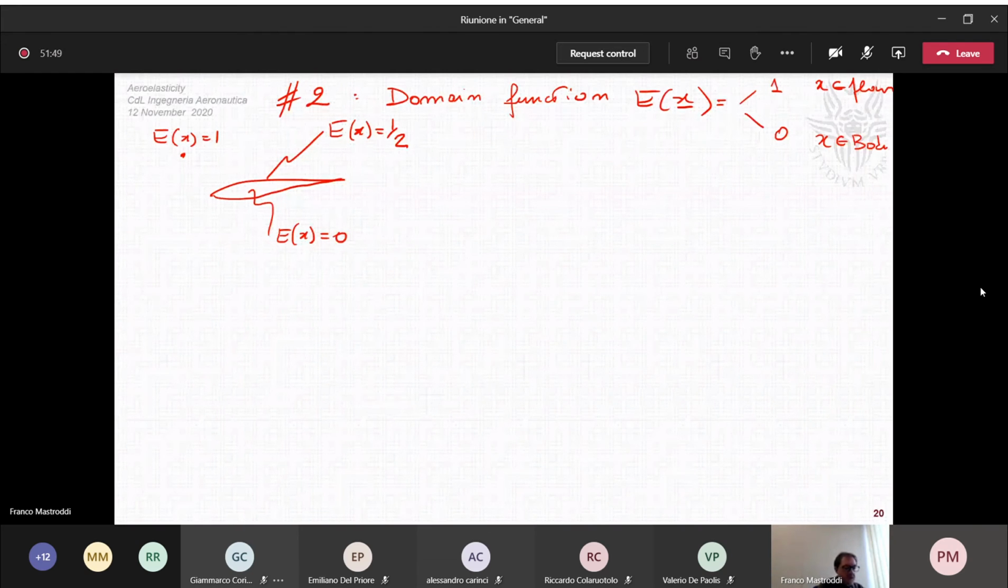This is a very interesting point, and remember that this X is in the reality an X star point. X star is the point we use for collocating our solution. Okay. So consider, for discussing this, consider an X star point here.